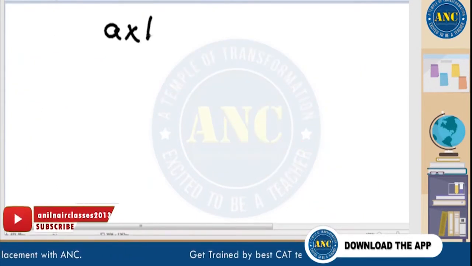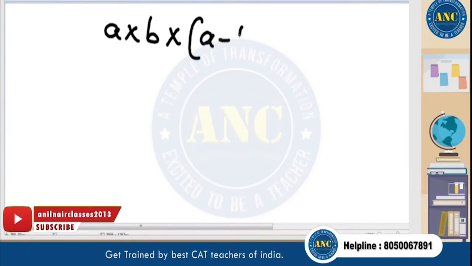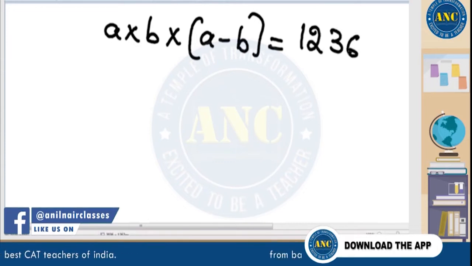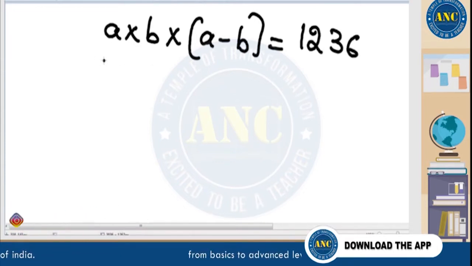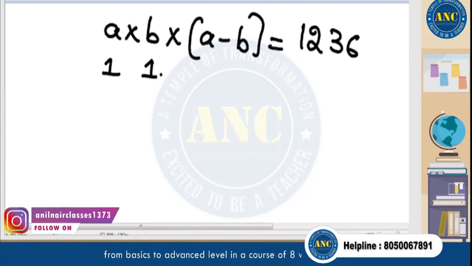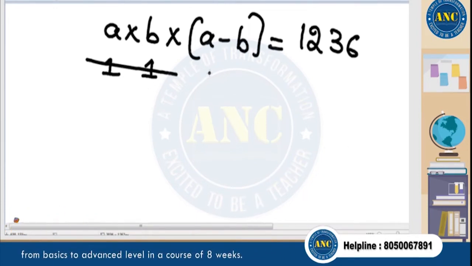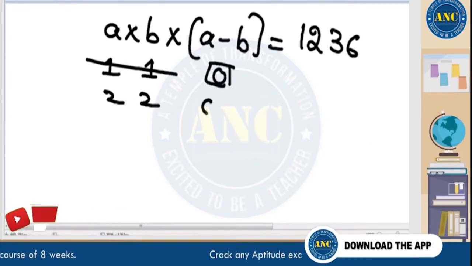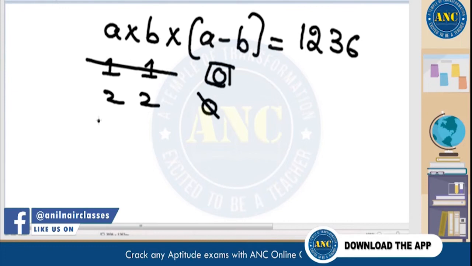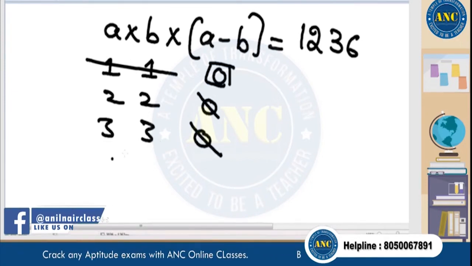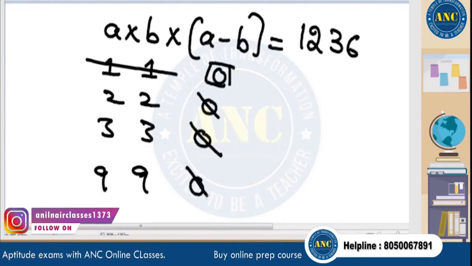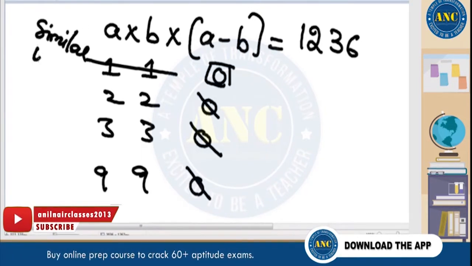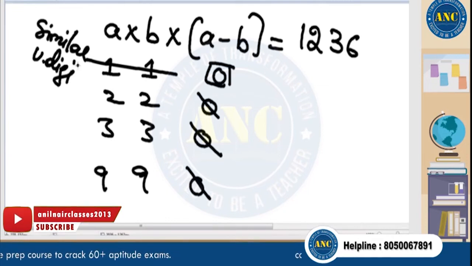A into B into A minus B. For example 1, 2, 3, 6. By looking at the question you can say they both will not have the same unit digit. 1, 1, 1 minus 1 is 0. 2, 2, 2 minus 2 is 0. Next one, 3, 3, 3 minus 3 is 0. 9, 9, 9 minus 9 is 0. A and B will not have the similar unit digit. This is very clear.